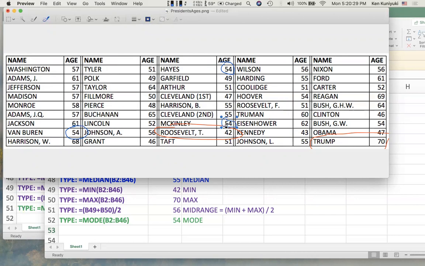Okay, 54, Hoover was 54. George W. Bush was 54. So, wow, we had 5 presidents who were 54 years old when they became president. 54 years was the mode.